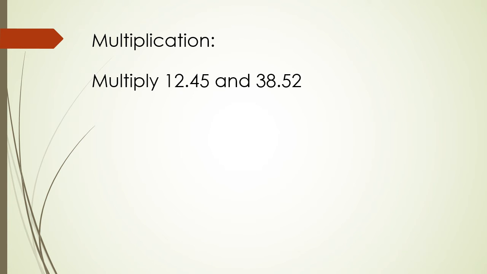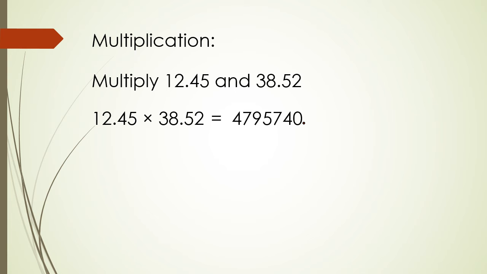Now let us see how to multiply two decimals. Multiply 12.45 and 38.52. So write the question and just think of 12.45 as 1245 and 38.52 as 3852. Just consider them as whole numbers and multiply and find the final answer, that is 4795740.